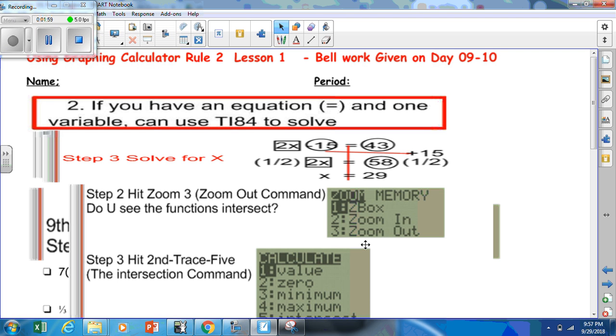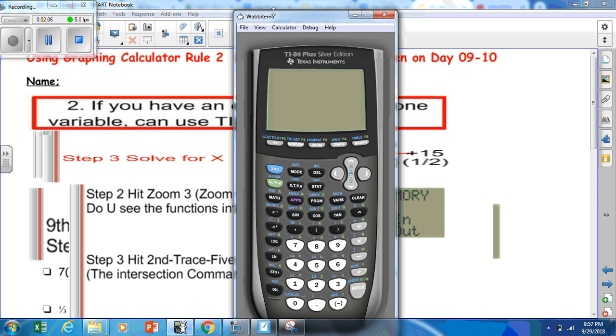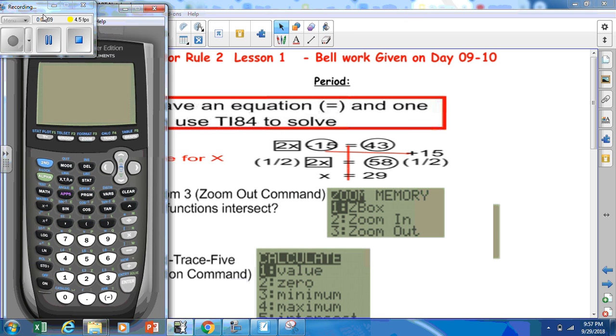I turn my graphing calculator on. We hit the clear button, second plus 7, 1, 2. Go to Y editor. Put in 2x minus 15. Slide down. Put in 43. Okay, I'm going to hit zoom 3 and see if I see the intersection. Not yet. Got to zoom out a little bit more.